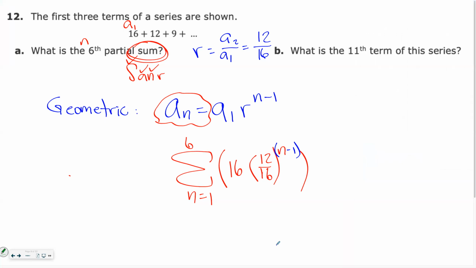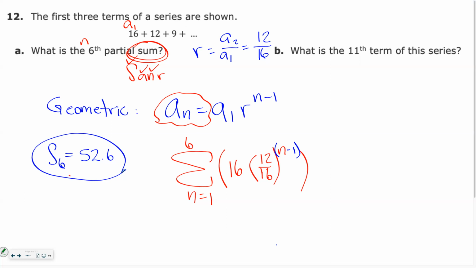Answer? I just changed mine. Tell me what you got. 52.6. I'll just stop right there. 52.6. I wrote S6. What does that mean? Sum of 6 terms. I'll make sure you've seen it that way as well.